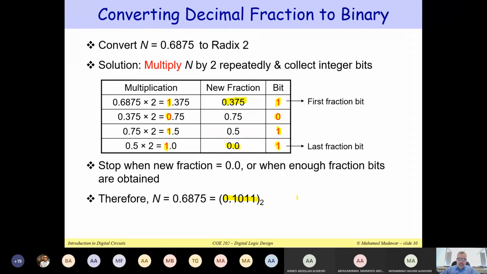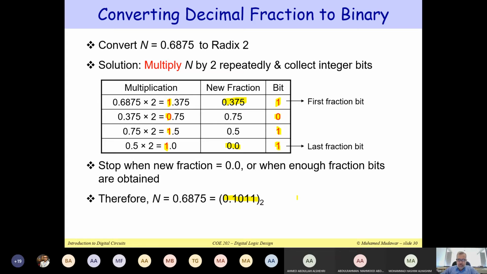As I said, this procedure might not terminate. So therefore, the question will tell you, you will get an approximation, not an exact fraction, because fractions might actually go forever. So some numbers cannot be represented exactly in binary as a fraction. Integers can be represented exactly, but fractions might not be represented exactly in binary. So we stop when we have a sufficient number of fraction bits.